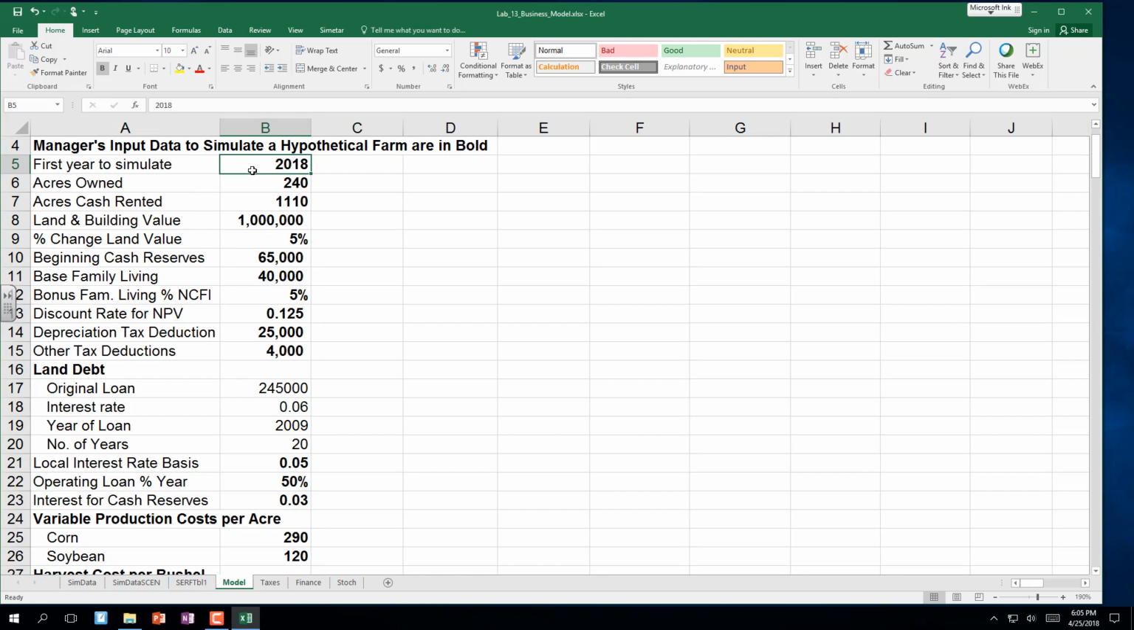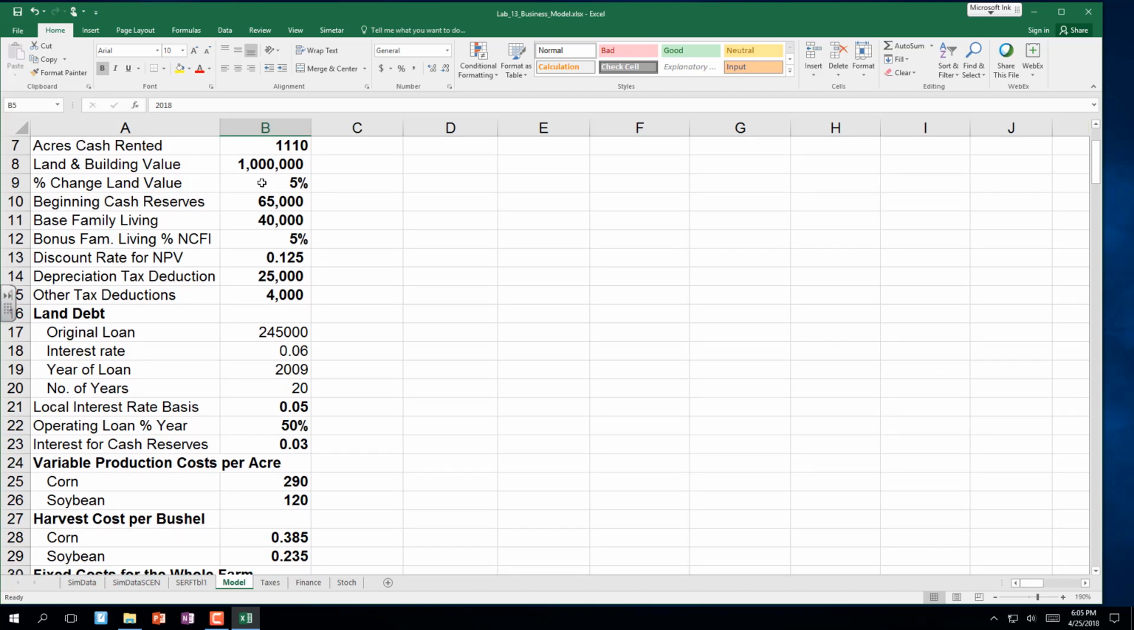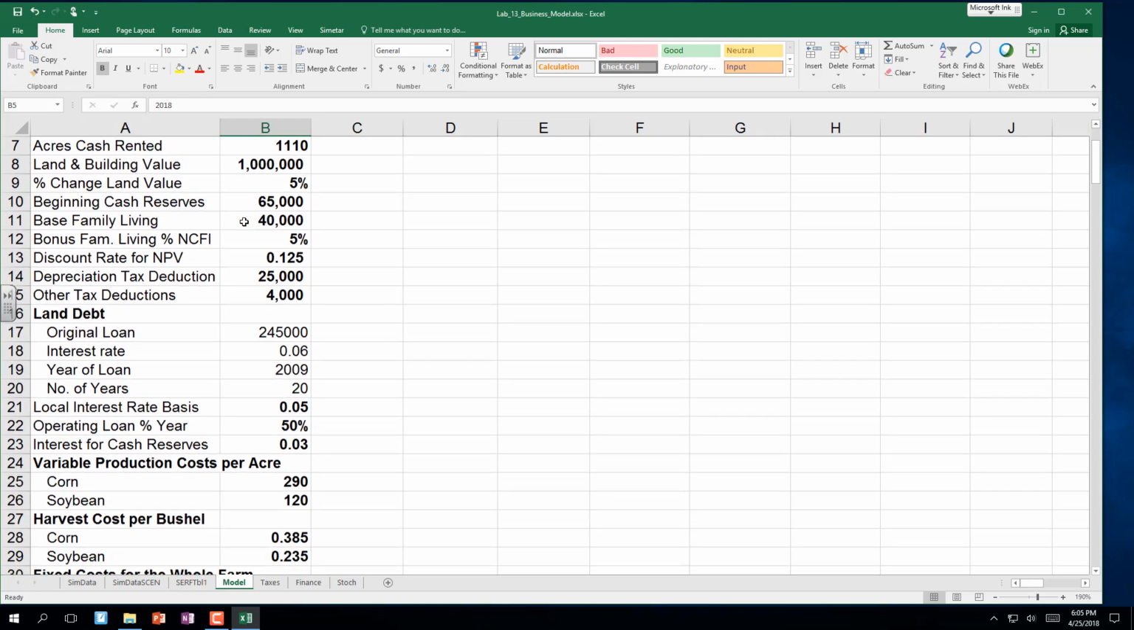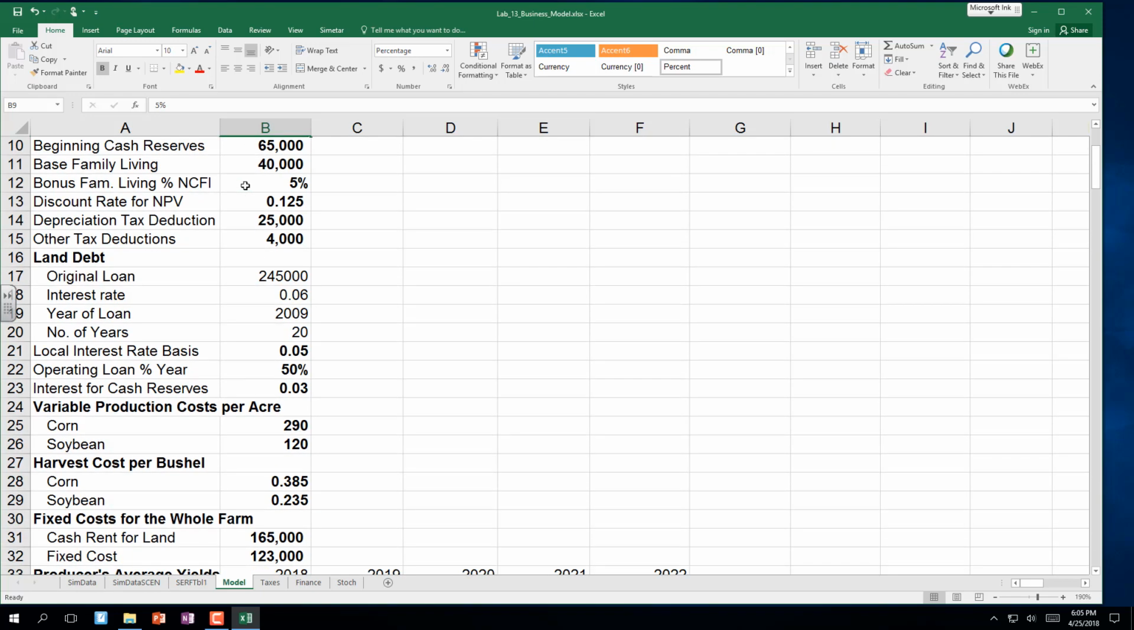The first year we're going to simulate is 2018. It should say it's only going to be 5 years, but that's okay. We've got some owned land and cash rented land. Land and building values: we're going to change land value by 5% every year, to make it real simple. We've got $65,000 beginning cash, and the family wants $40,000 a year plus a bonus. The discount rate's 12.5%, which is really big.